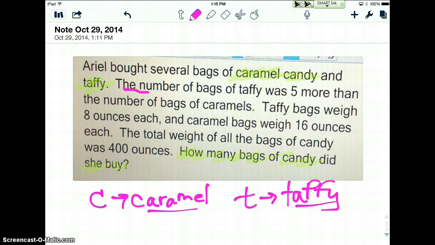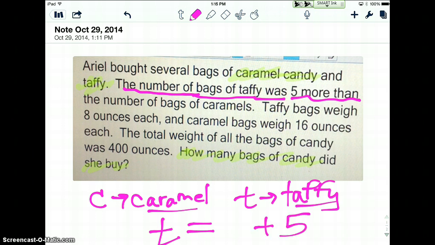So this first sentence is already telling me something. So the number of bags of taffy was, so equals 5 more than something. More than what? The number of bags of caramels, which is C. So there's one equation already. So my taffy is the same thing as 5 more than the caramel, which is what it says right here. Taffy was 5 more than the number of bags of caramels.